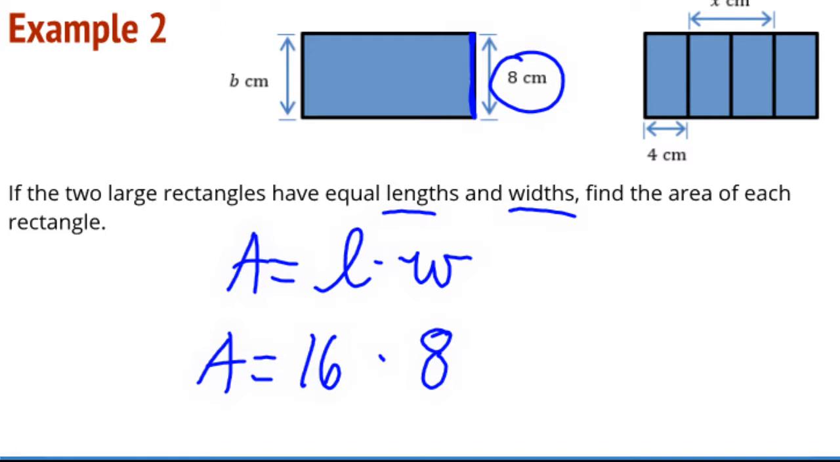And 16 times 8 would give us 128. And we need to pause here and ask, what are our units? Well, we were measuring in centimeters, so we could say square centimeters.